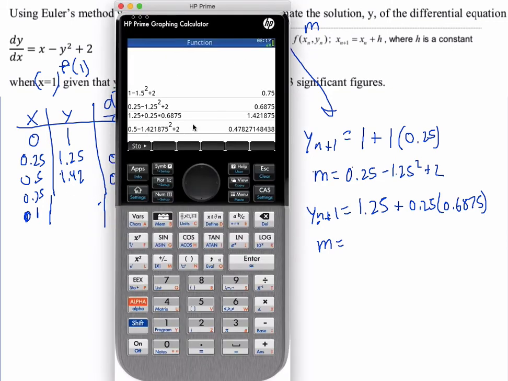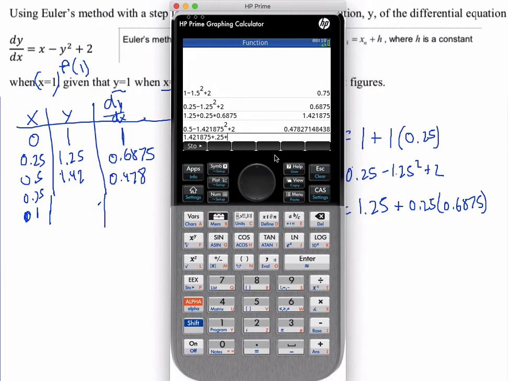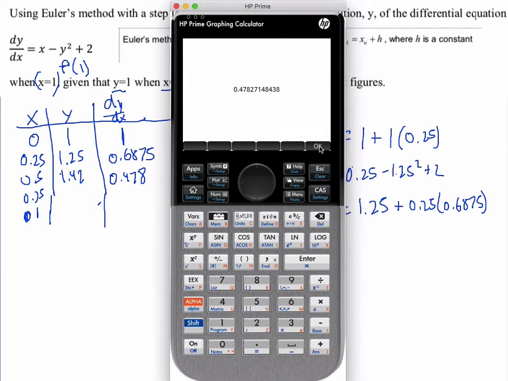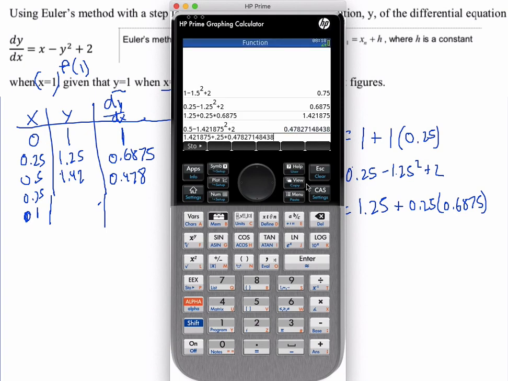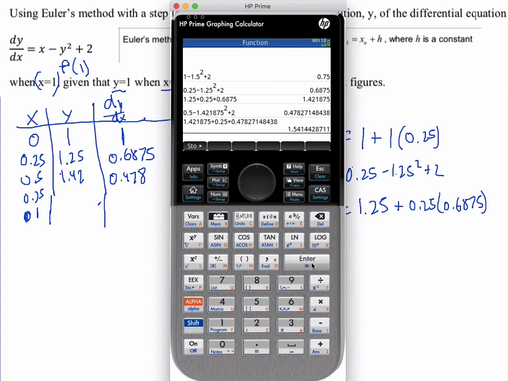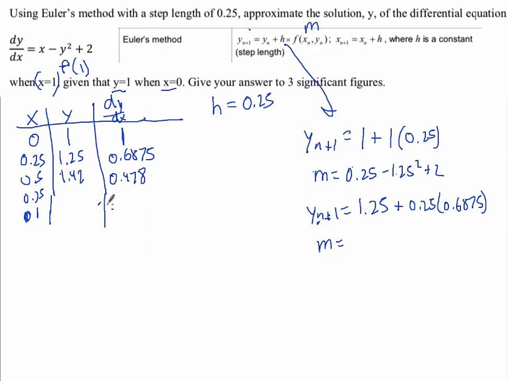Alright, then we get our new y value, so we do our previous y value, which is up here. Then we add our step size times our slope from before, which is that one. That there should give me 1.54.